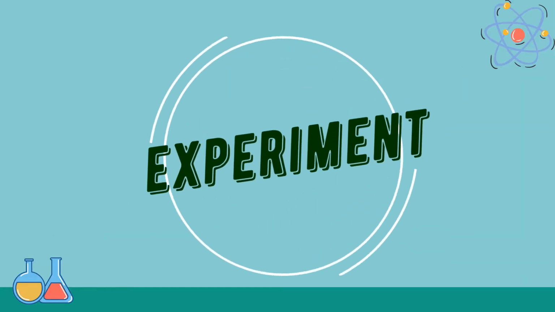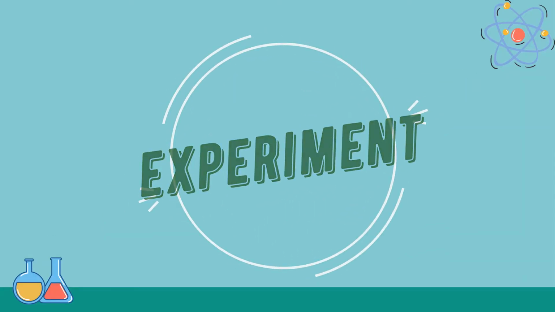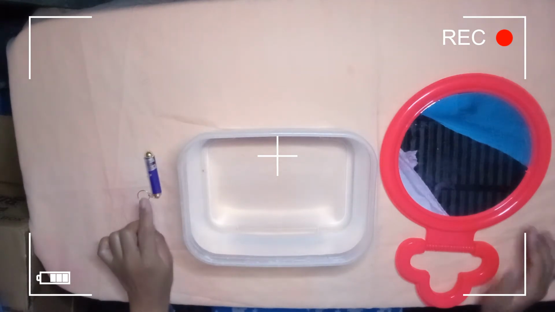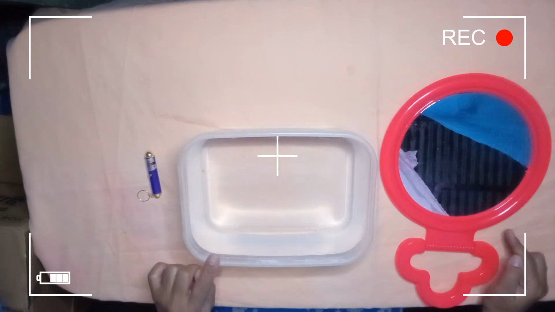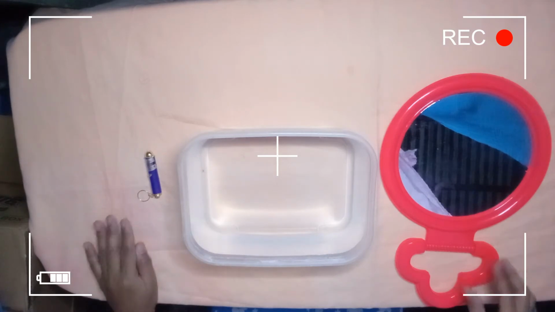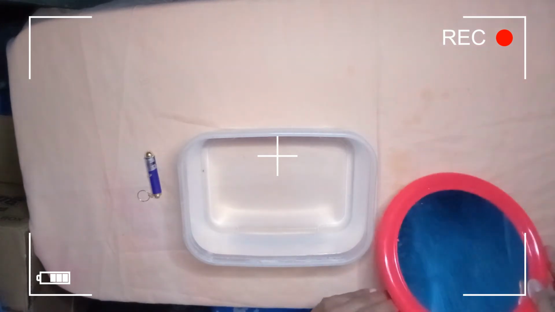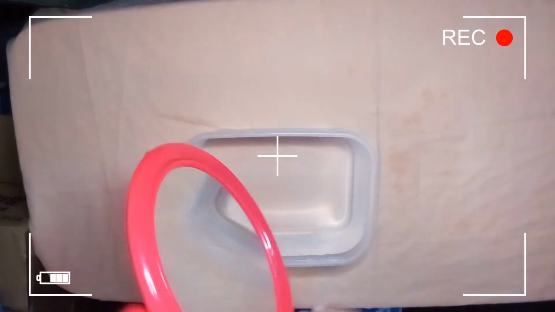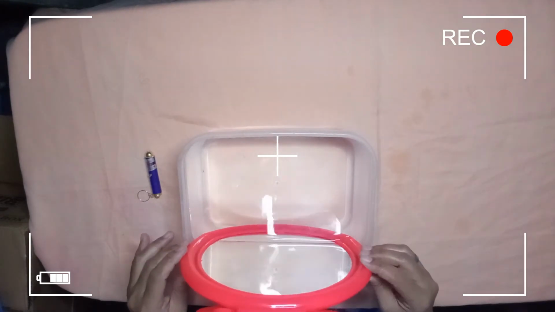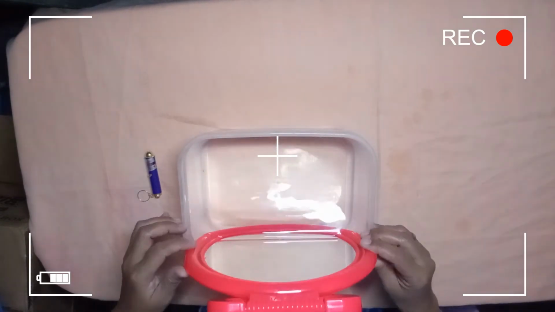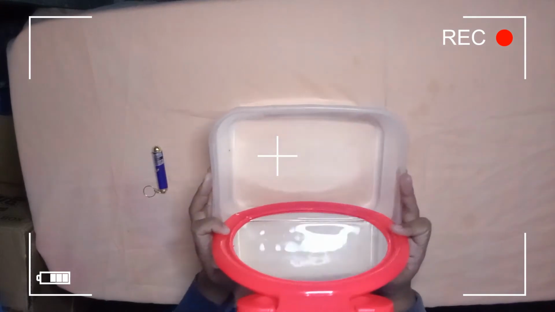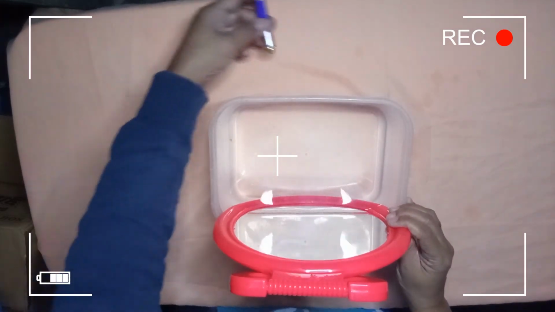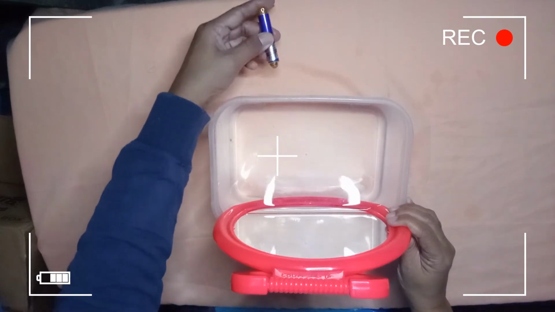To understand it well, let's do an experiment to show how it works. Here are the materials we need: a laser beam pointer, a mirror, and a container full of water. First, put the mirror into the container full of water. Point the laser beam pointer to the mirror so we can see the light ray bounce off.